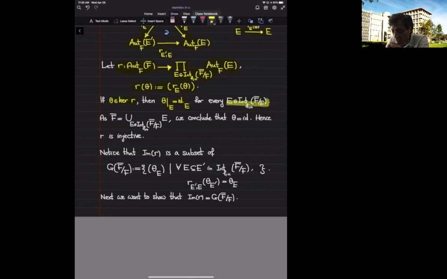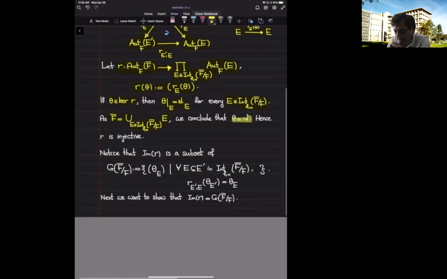for every finite normal extension of E. But remember, F bar is the union of these finite normal extensions. So if theta restricted to every one of them is identity, this means that every element inside F bar is sent to itself, because every element here is inside one of these, and every element here is sent to itself. So this means that theta is identity. So the kernel of R is trivial. That means R is injective.